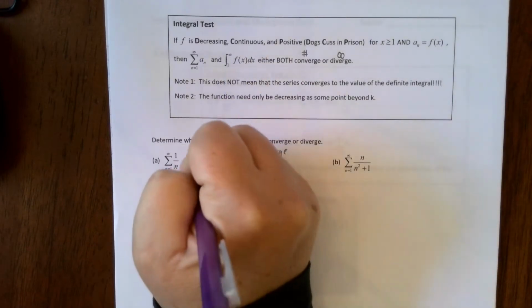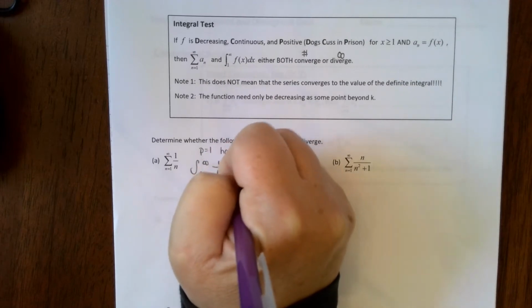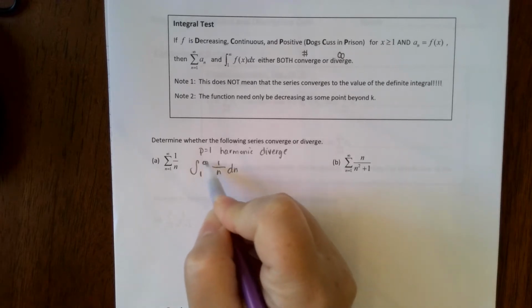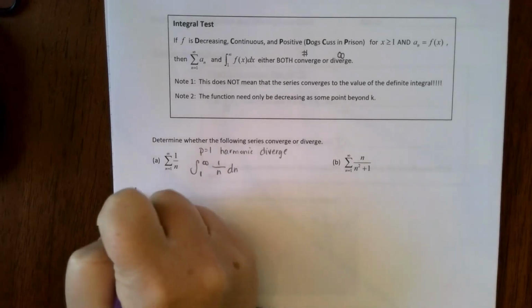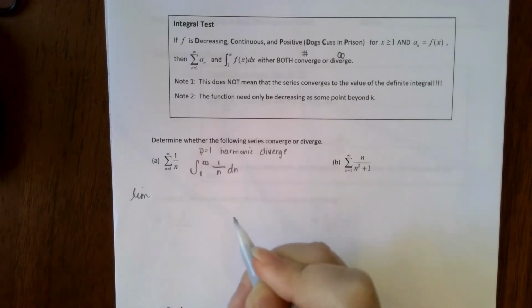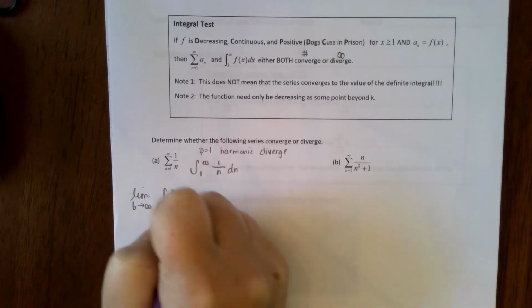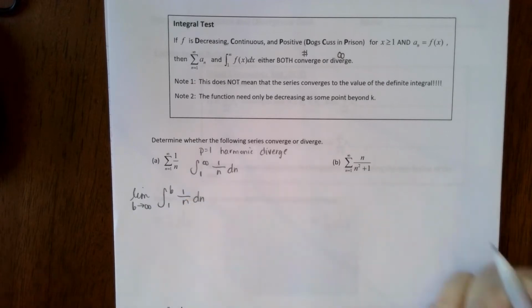So you're doing the integration from 1 to infinity of 1 over n dn. Now, how do we do that? Let's go back and think about 2 chapters ago. This is in the B position. Remember A and B? So you're going to do the limit. And yes, you have to write the word limit down as b approaches infinity of the integration from 1 to b of 1 over n dn.